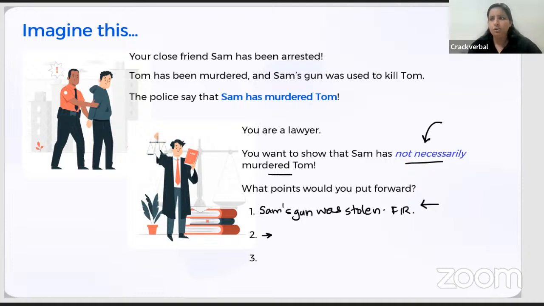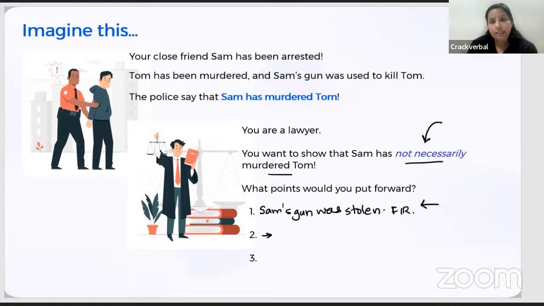Anybody else? You want to give it a go? Try out. Maybe you can tell me on the chat. What else, if you were a lawyer, can you think of something that you would put forward to show that Sam has not necessarily murdered Tom? What do you think? I'm waiting to hear from you on the chat, those of you who've joined. Okay, let me try one. If you're typing, please go ahead and type. We can look at that as a third point.